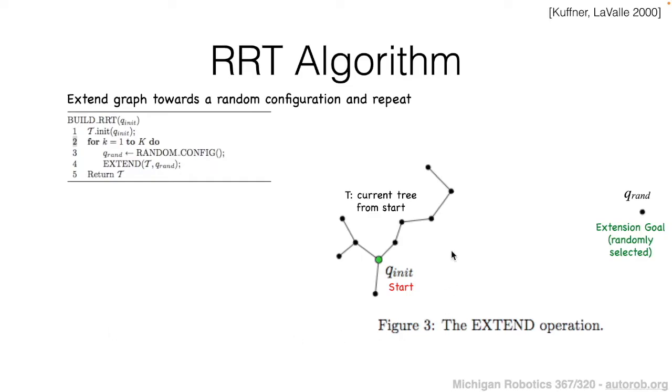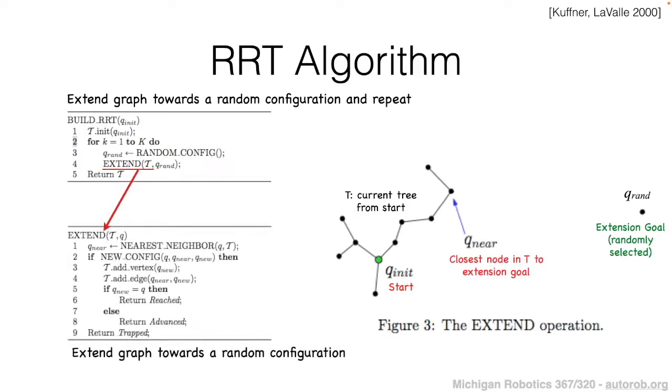So to understand this extend operation, let's first recognize that the inputs to this extend are going to be the current state of the tree, right? This current state within one of the iterations of k might look something like what's shown on the left-hand side of the figure. And the second input is this q_rand, which is just a random configuration that we've sampled from configuration space.